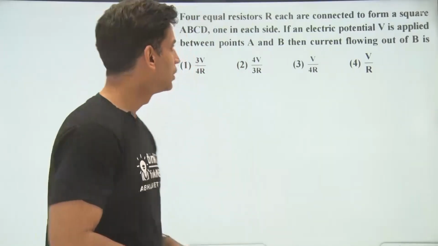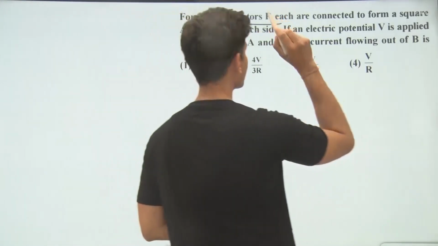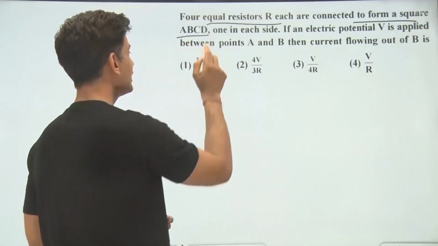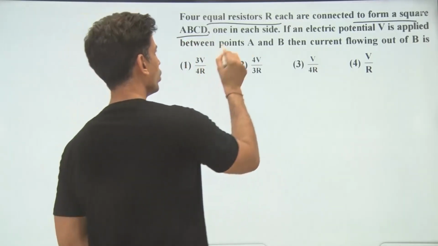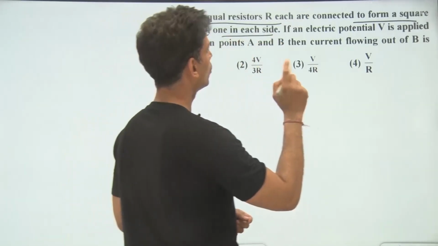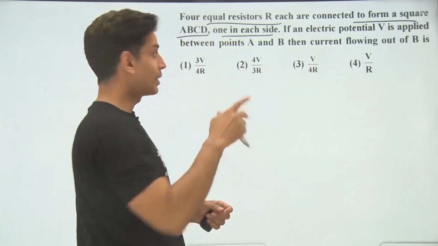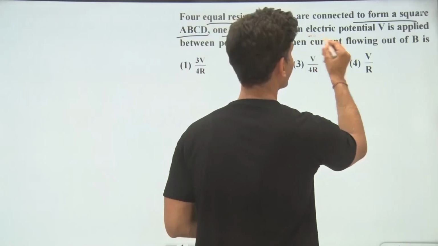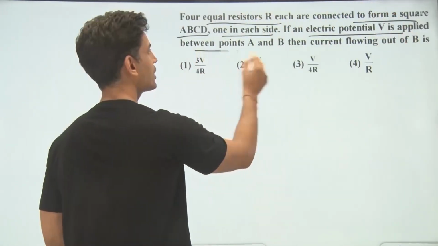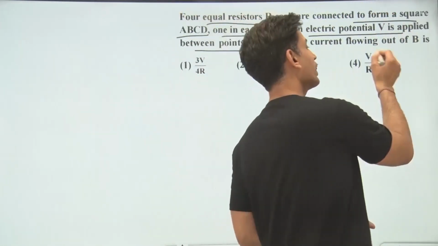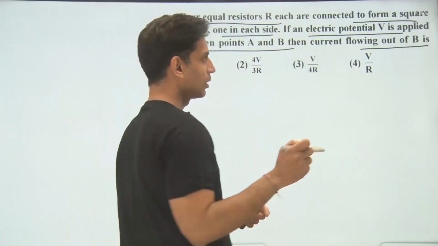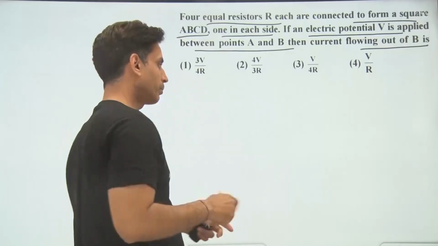The next one is: 4 equal resistors are connected to form a square ABCD. One on each side is a resistor having a resistance R. If an electric potential V is applied between the points A and B, then the current flowing out of B is, that is, we have to calculate the current drawn from the battery.